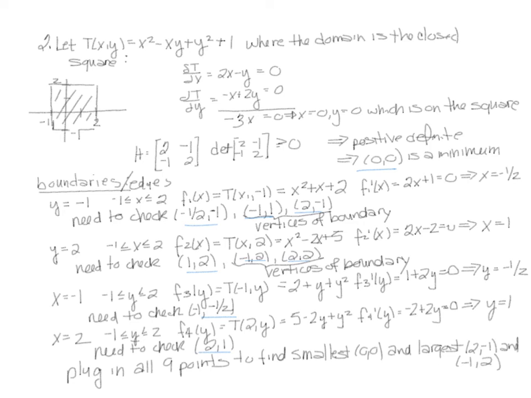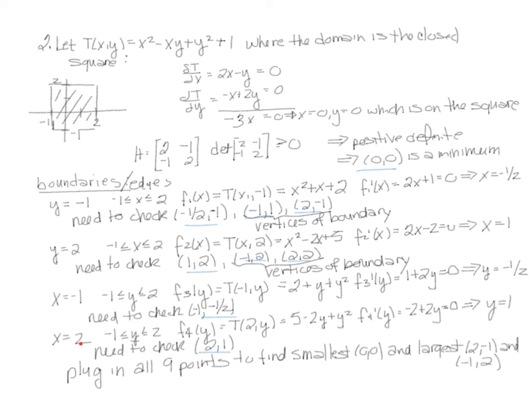Next, we're going to look at the x equals -1 line. We plug that in, and we get f3 of (-1, y). So we plug that into here, and we get 2 plus y squared. We take the derivative, set it equal to 0, we get y equals -1/2. So we also need to check (-1, -1/2).